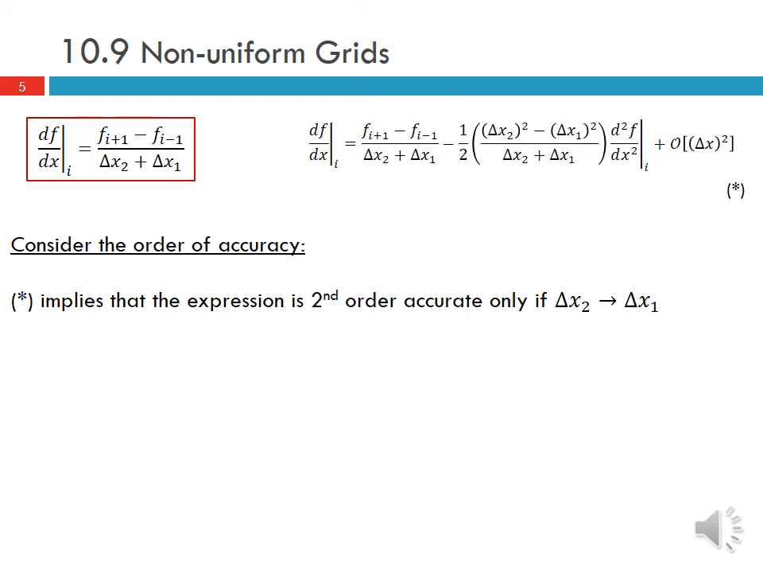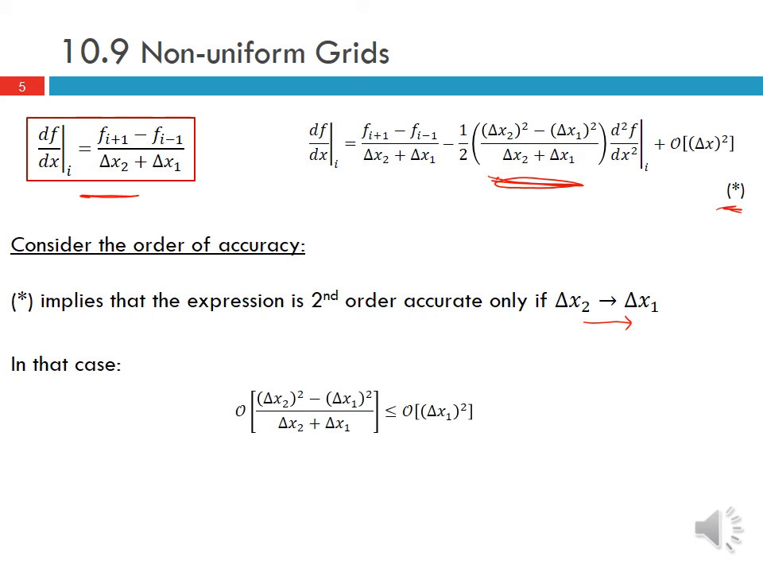If we call this expression here star, this implies that this expression is second order accurate only if delta x2 goes to delta x1. If delta x2 is close to delta x1, then this term here will be small. And if delta x2 is equal to delta x1, then this term is equal to 0. If this term is small, then basically the order of this term will be less than or equal to the order of delta x squared. So this term would be less than or equal to this term. So then the order of accuracy of our method here would be on the order of delta x squared. So it would be second order accurate.